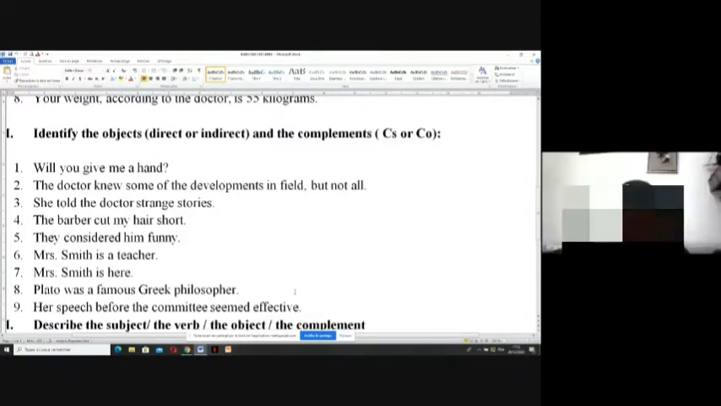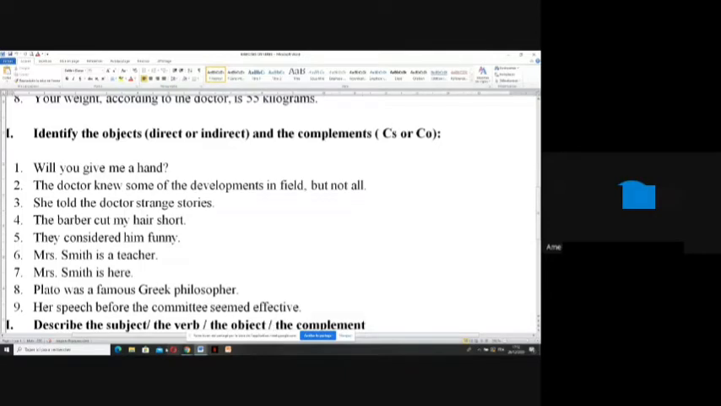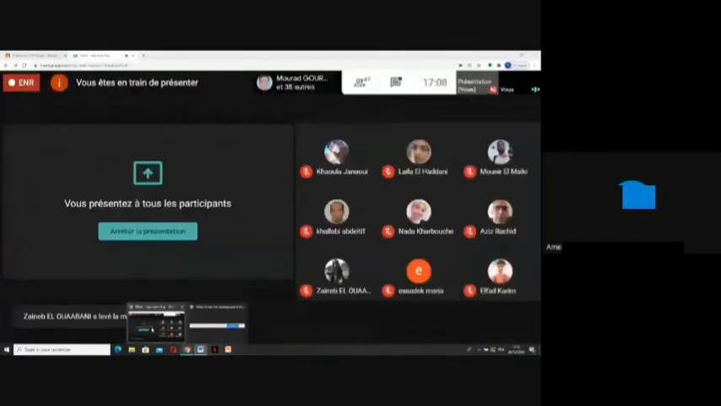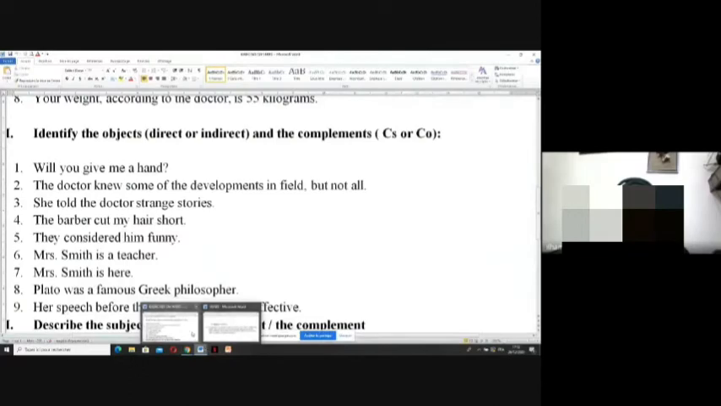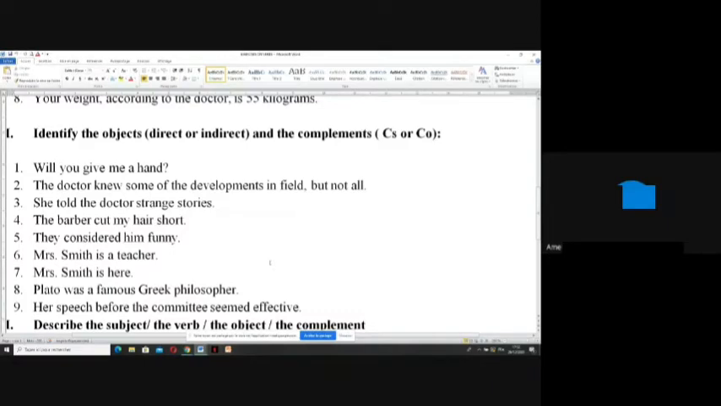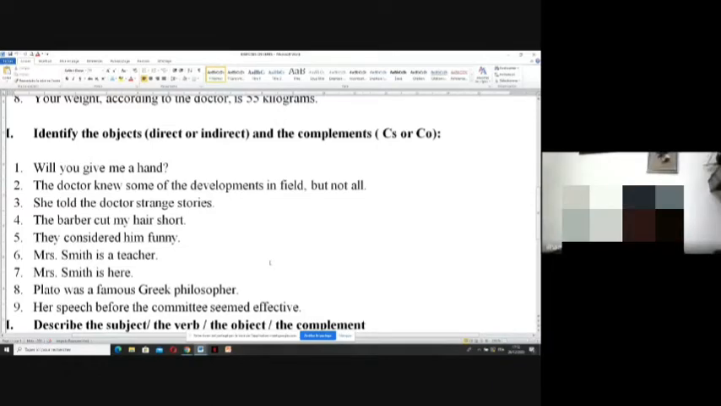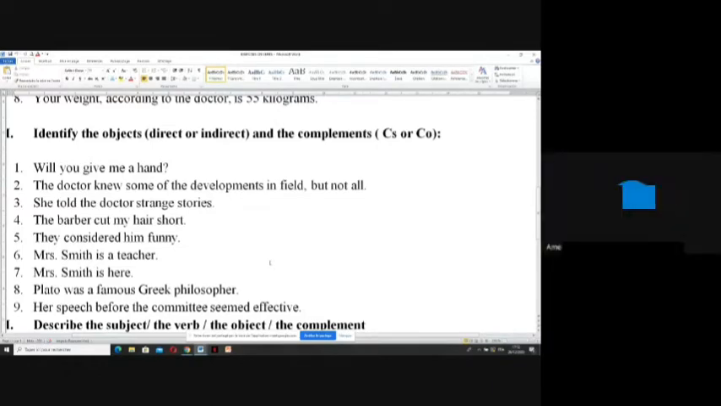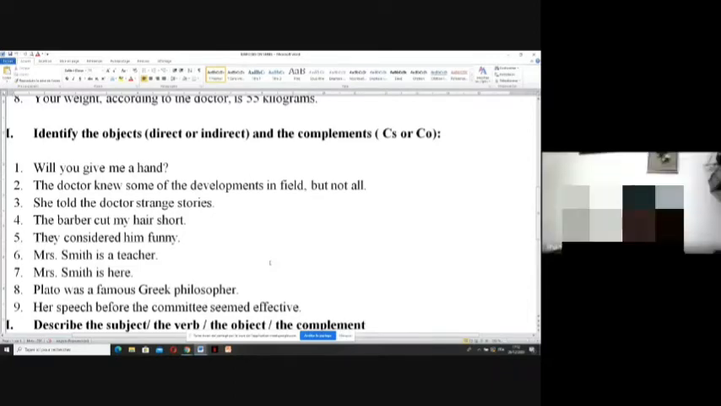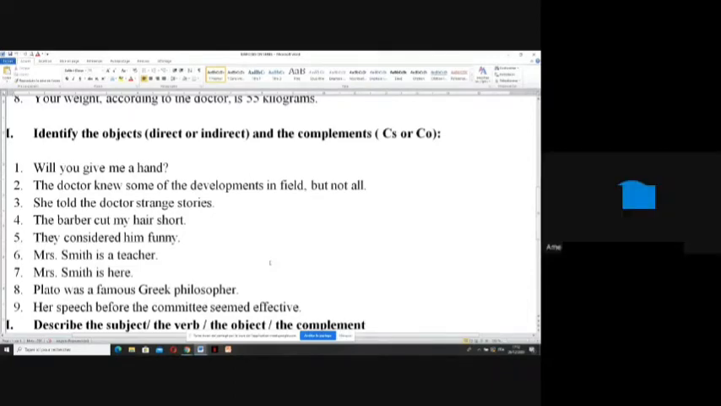Mrs. Smith is a teacher. Is is a linking verb, a transitive verb? A teacher is a subject complement.